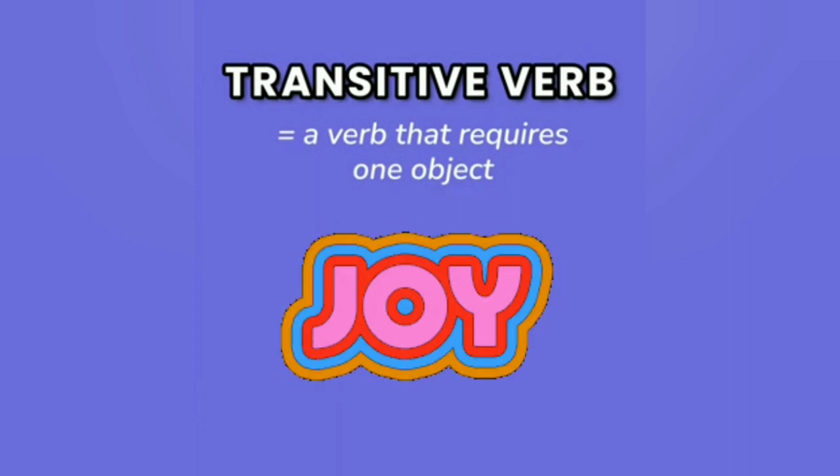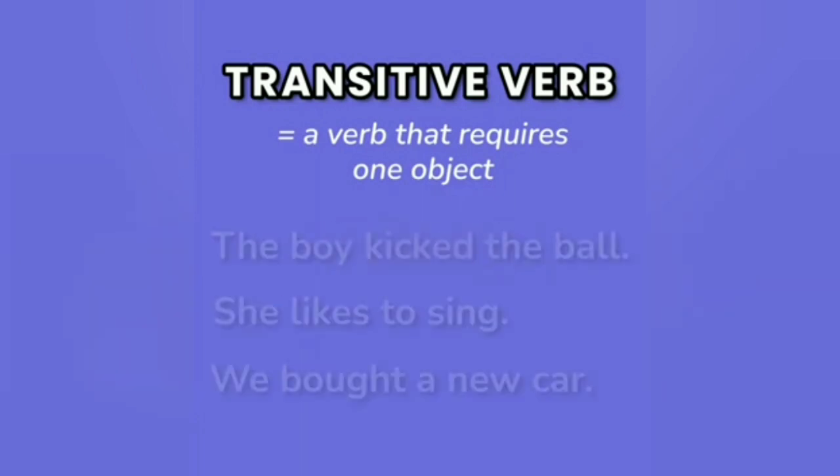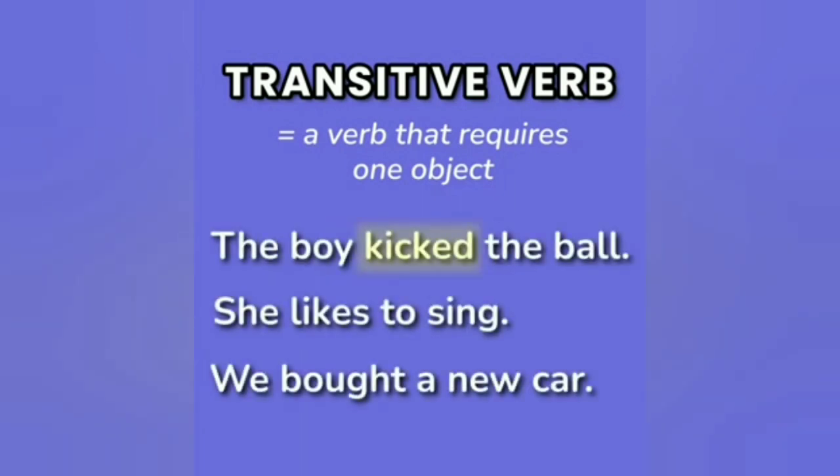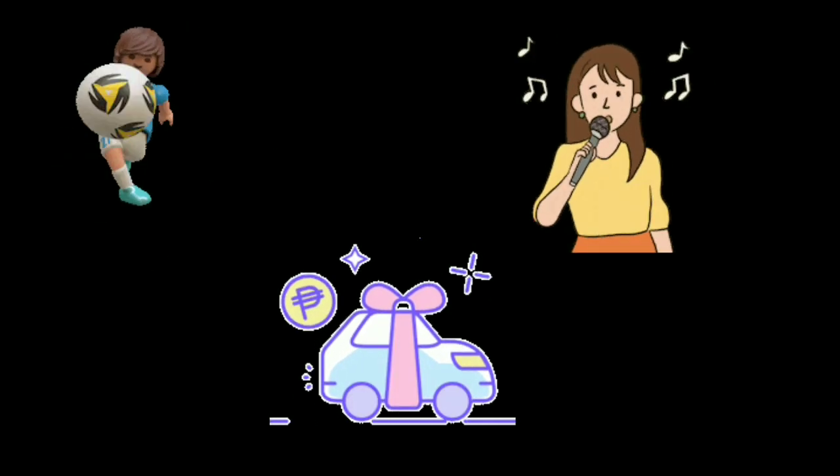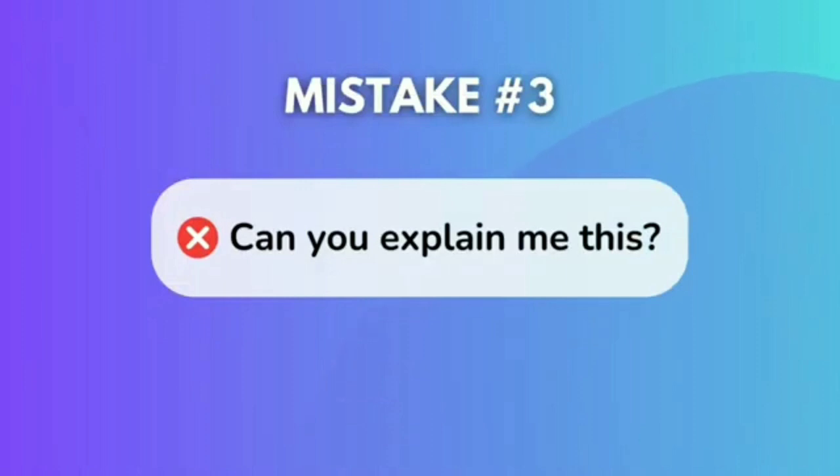Here are some other examples of transitive verbs. The boy kicked the ball. She likes to sing. We bought a new car. Remember that transitive verbs always require an object, even if we already know what or who you're talking about. "Can you explain me this?"